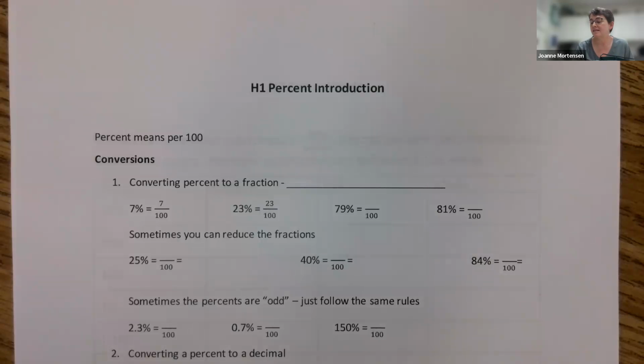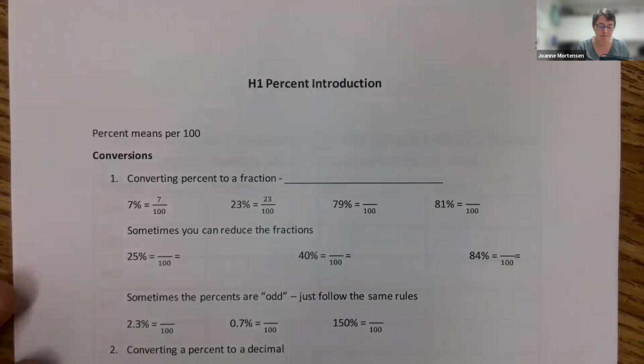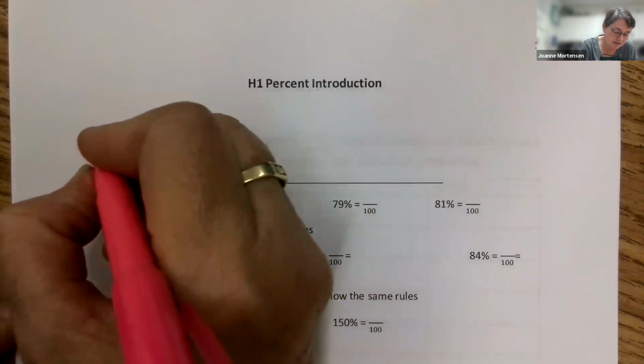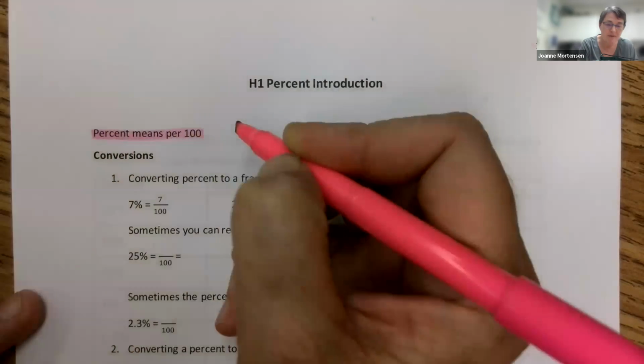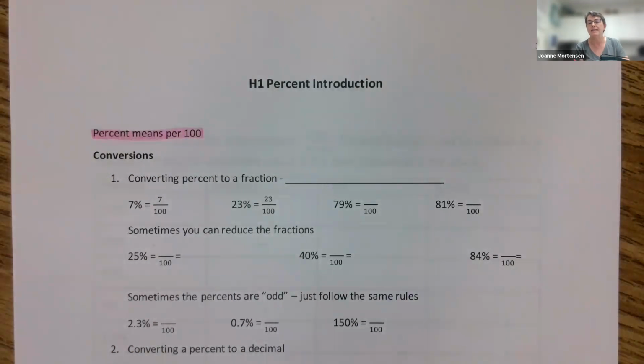Hey there, we are going to start percents today. And the first thing, no one ever thinks about it, but percent means per 100, like the cent back in the old days, pennies, 100 cents in a dollar, 100 years in a century. That's the root word there.